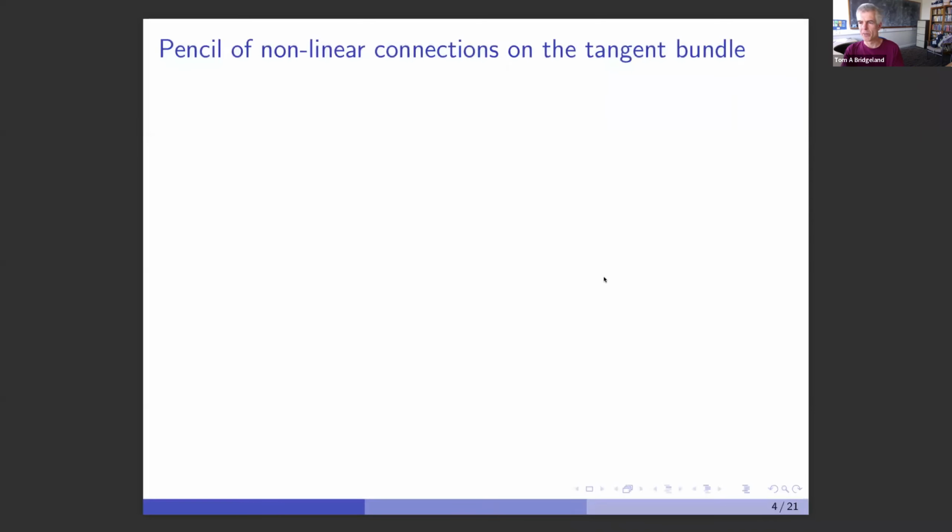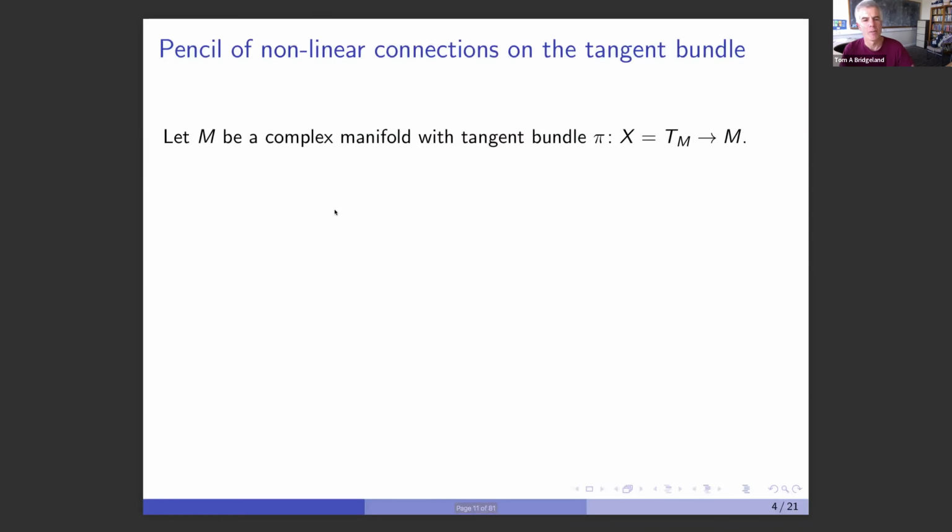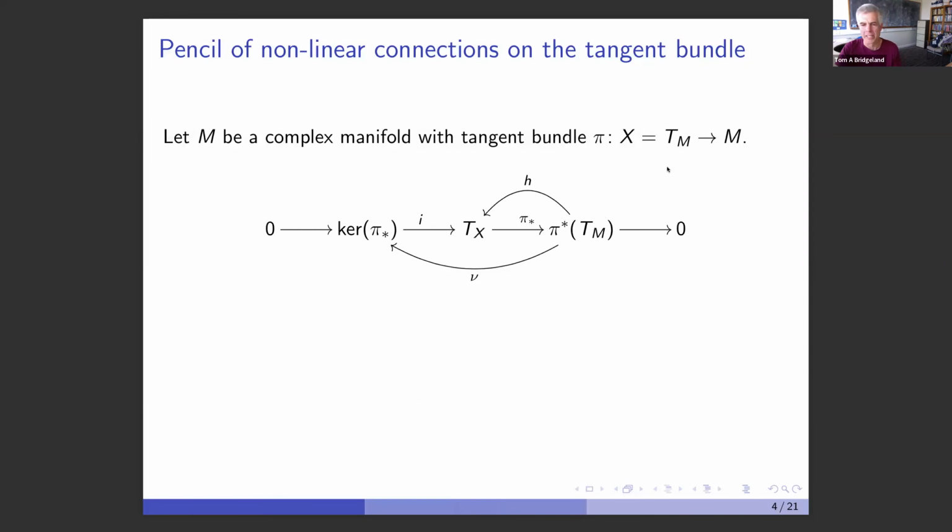Okay, so we're going straight into basically the definition here, so you have to pay attention, I'm afraid. We're going to start with a complex manifold, or it could be a variety if you prefer, but anyway, a complex manifold. And we're going to let X be the total space of its tangent bundle. We're going to want to think about the tangent bundle of X as well, so it's important that we give this some notation. X is always going to be, this is global notation, the tangent bundle to M. And then we're going to contemplate the following diagram.